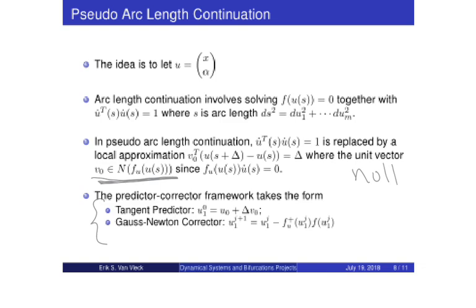And then the corrector, since the Jacobian of f in this case is no longer square, we're going to use a Gauss-Newton method, so we're going to use the pseudo-inverse instead of the inverse in this determination of the corrector step using the Gauss-Newton. Okay, so let's look a little more specifically at the problem we've been interested in.